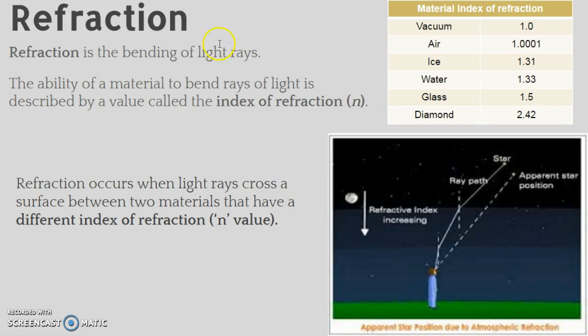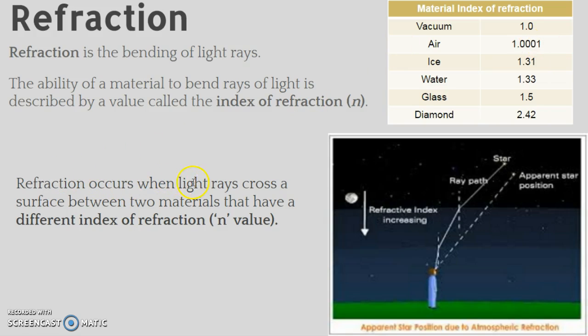So once that photon travels through space at the speed of light and it makes its way to us, it then reaches our atmosphere where it then refracts. Refraction is the bending of light rays. The ability for a material to bend rays of light is described by a value called the index of refraction. And it travels from the vacuum of space into our atmosphere with air. The air has an n value of 1.0001.